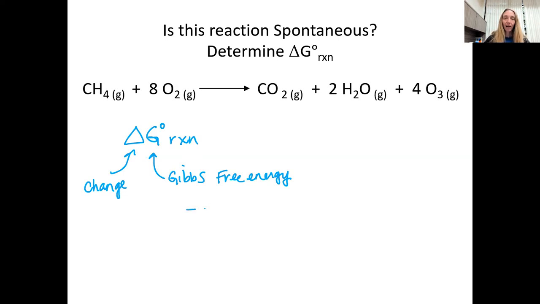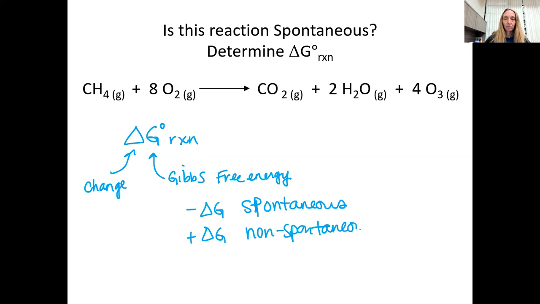If you have a delta G value that's negative, that tells us that the reaction is spontaneous. If you have a Gibbs free energy change that's positive, that means the reaction is non-spontaneous. Spontaneous means the reaction will happen without any external input. Positive, non-spontaneous means that the reaction needs some kind of external input.